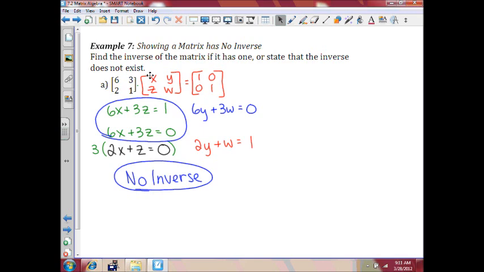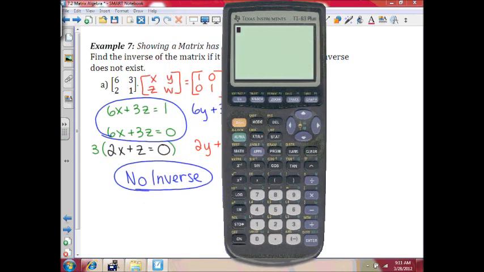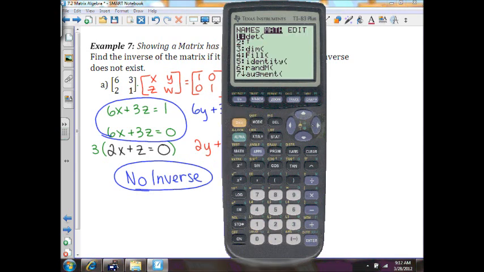Now, another way you can do this is by finding the determinant of the matrix. If I need to find the determinant of this matrix, I'm going to enter my matrix. This will be a 2 by 2 matrix. It'll be 6, 3, 2, 1. One thing that we're going to talk about in the next example, we're going to find the determinant of this matrix using our calculator. And you'll see the determinant of this matrix is 0. If the determinant of a matrix is 0, it will have no inverse.